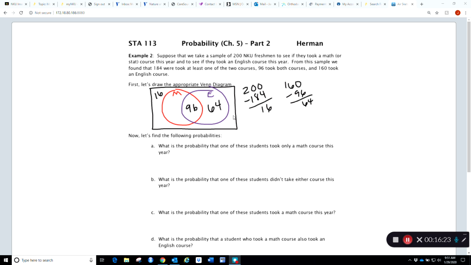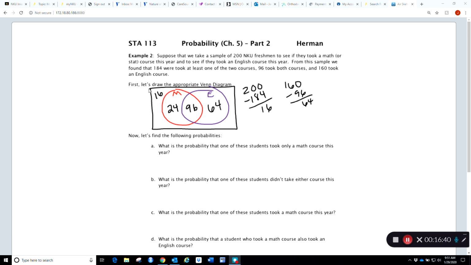Finally, my entire picture should add up to 200 people. So if I do my math there, I should be left with 24 students in this piece. How did you do on the picture?